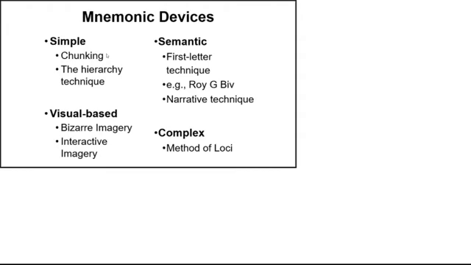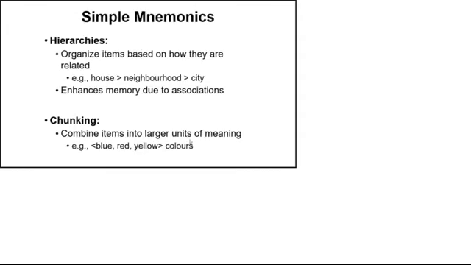So we already did chunking, which is combining items into larger units that have meaning. So if you had a list of words and maybe there's 10 words on that list, but 3 of them are colors and 3 of them are animals and 4 of them are items, that might be a little bit easier for you to remember how many of each type you need to know.